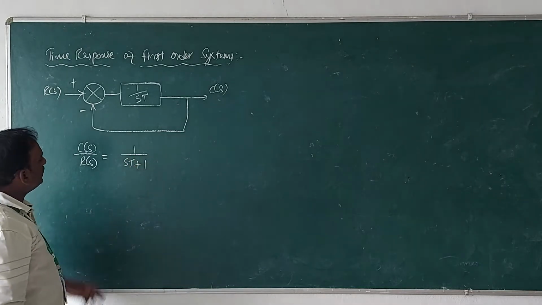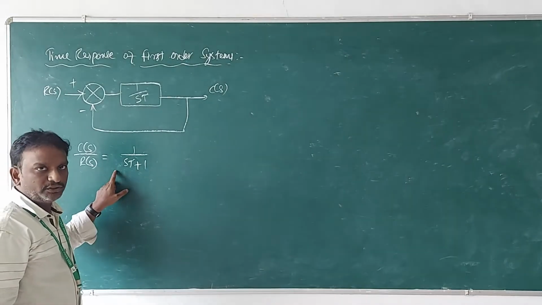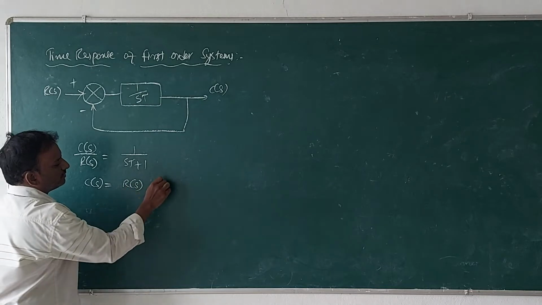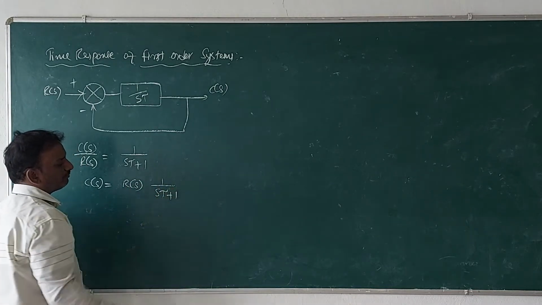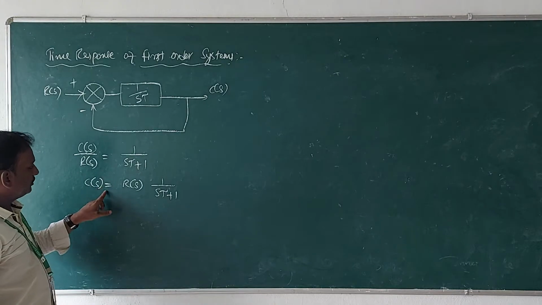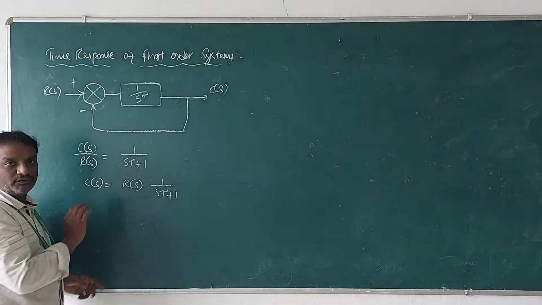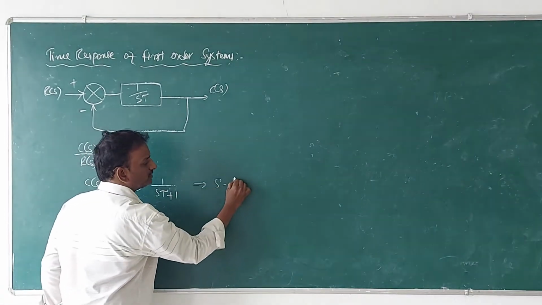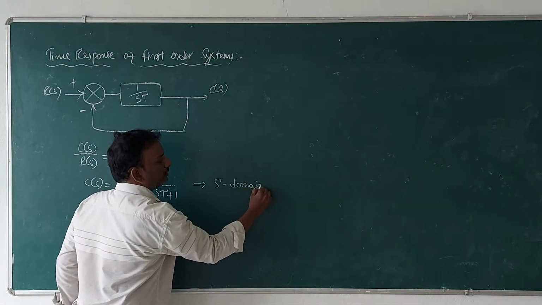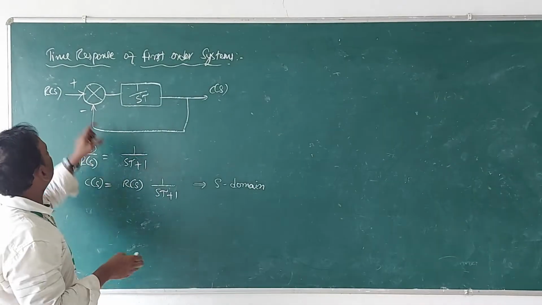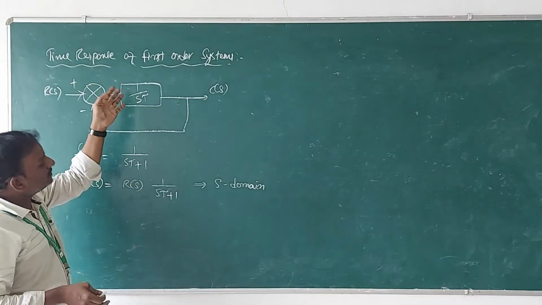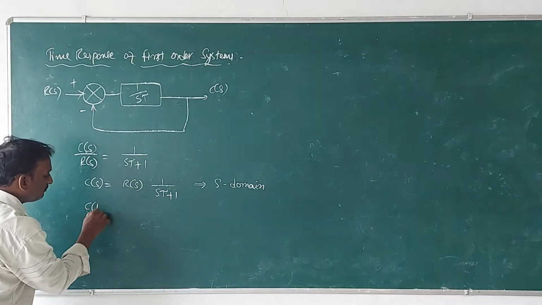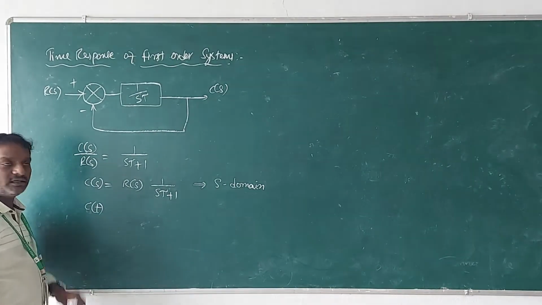See here, in order to determine the output, I want to send this R of s to 1 by s tau plus 1. So this equation is useful, but this equation is in the s domain. Remember, this is the s domain. But what response do I want? It's a time response. I want to get the time value. See here, only C of s is there. I want to know what is the C of t, the same expression but in the time domain.